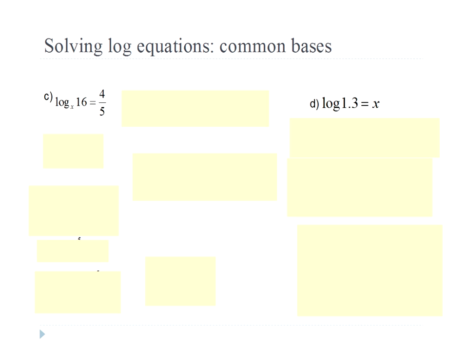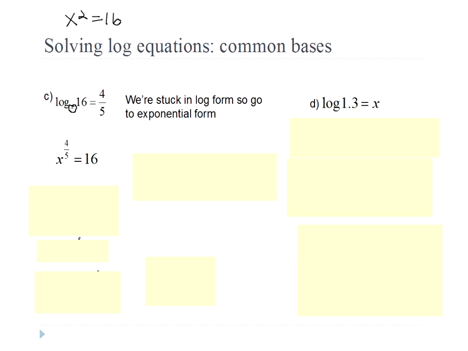So again here, solving for the base. Stuck in one form, let's go to the other. This is x to the 4/5 equals 16. And again, what happens here is that sometimes this looks a little intimidating. If this was x squared equals 16, as we talked about last week, you would raise both sides to the 1/2 to solve that. And if this was x cubed, you'd raise both sides to the 1/3.